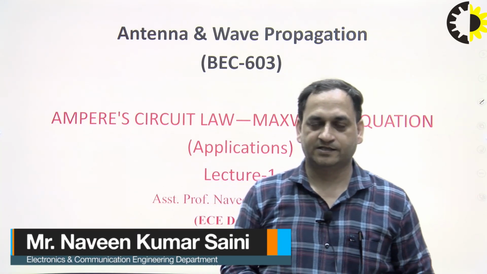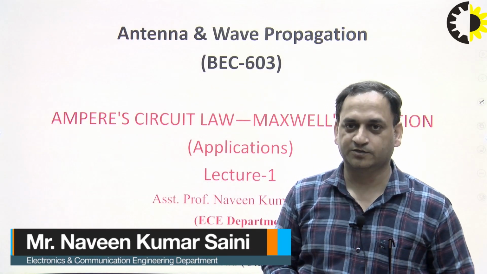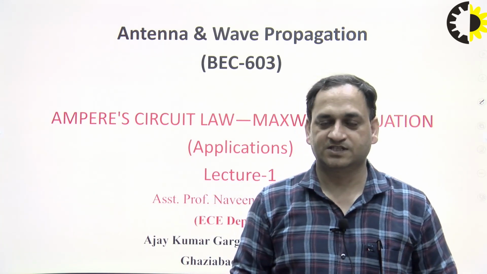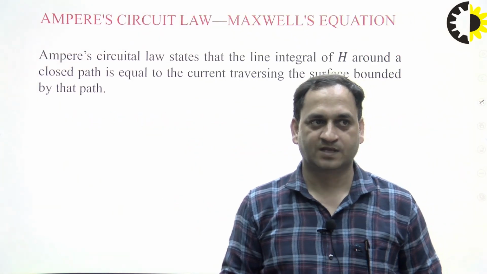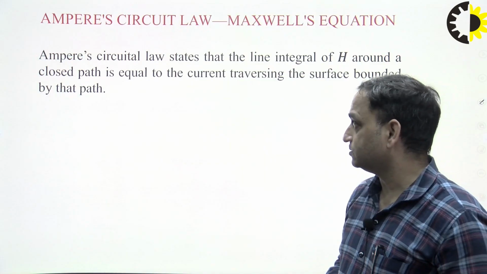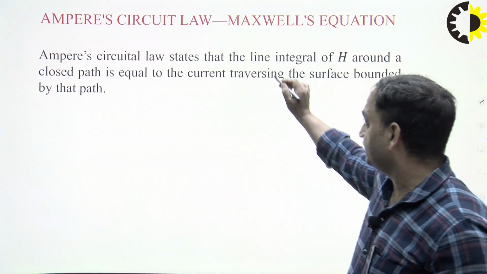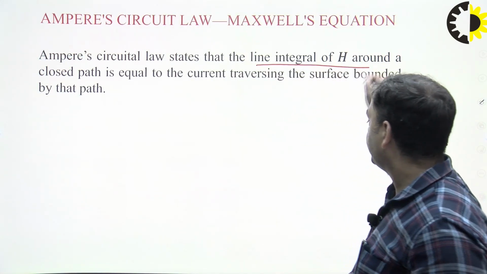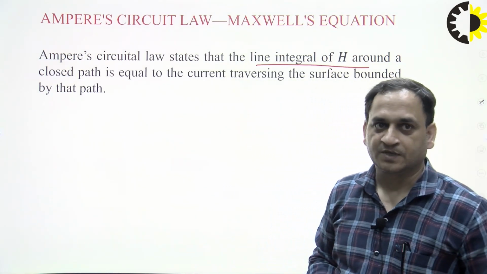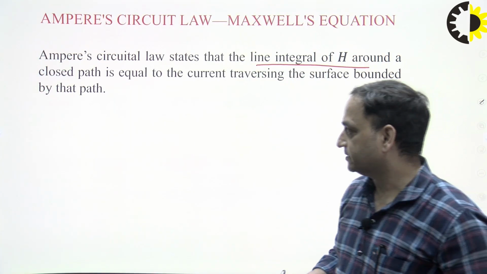In the course Antenna and Wave Propagation, today we are going to discuss Ampere's circuital law, which gives one of Maxwell's equations. So what is Ampere's circuital law? Ampere's circuital law states that the line integral of H around a closed path is equal to the current traversing the surface bounded by that path.